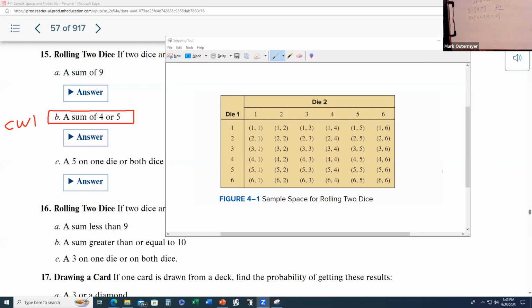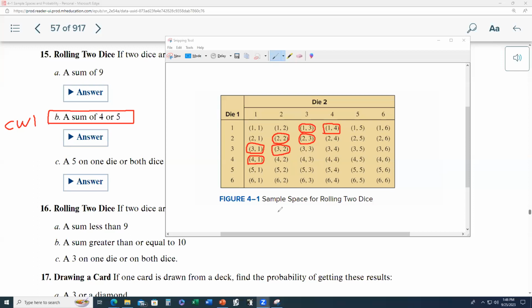All right, ladies and gentlemen, what'd you get? Anybody get that? Some probability of rolling a sum of four or five. Out of 36 outcomes, how many ways can that occur? Seven. We can see there's 7 ways in which you can roll a sum of 4 or a 5. So the probability of rolling a sum of 4 or 5 would be 7/36.